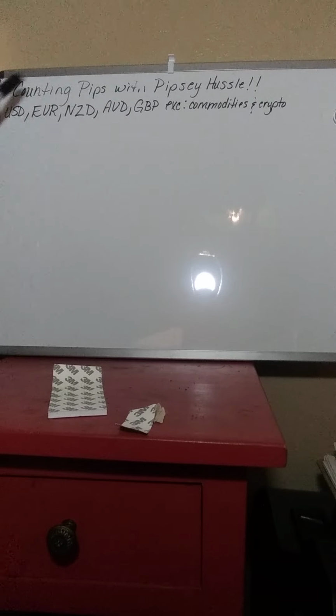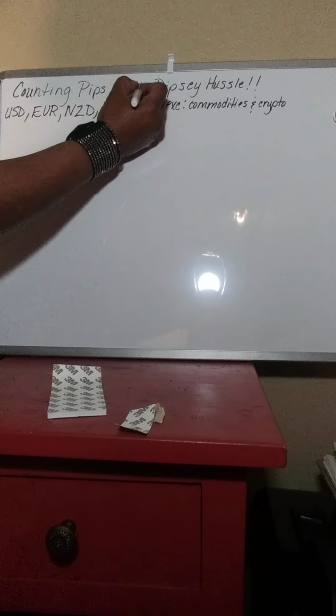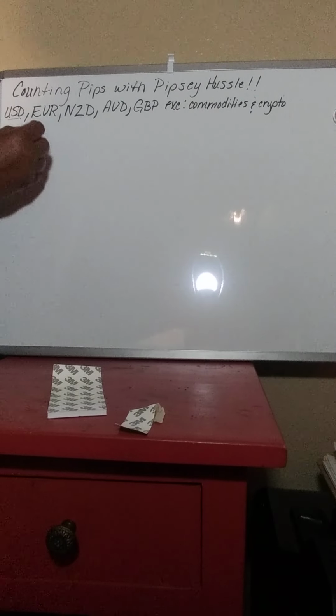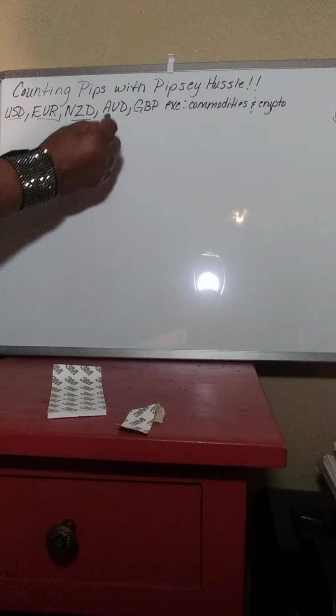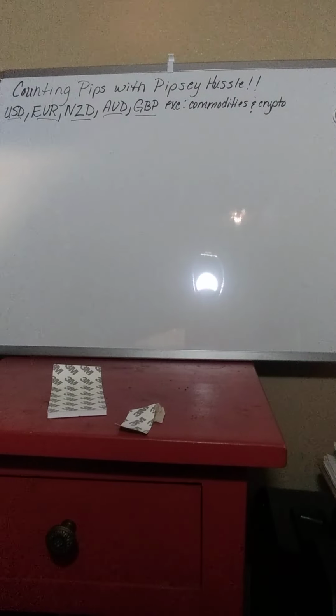So like I said, we're going to be counting pips with Pipsey Hussle, and we're going to start off with some major pairs. Some of those pairs are USD, Euro, New Zealand dollar, the Australian dollar, and the Great Britain pound. When I'm doing these examples today, I'm going to exclude the commodities and the crypto. This is just a simple lesson on how to calculate pips on our major pairs.